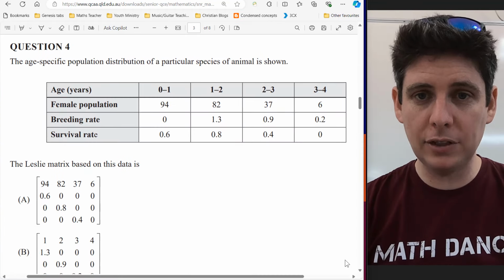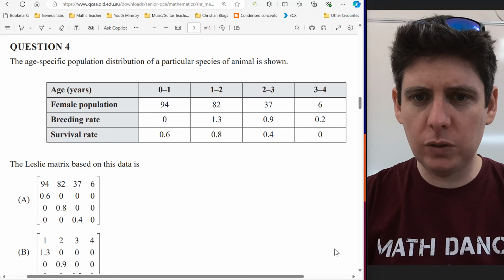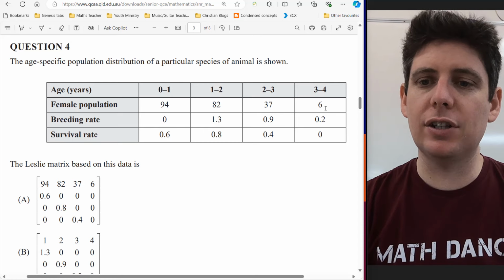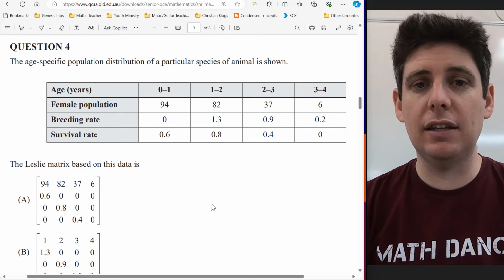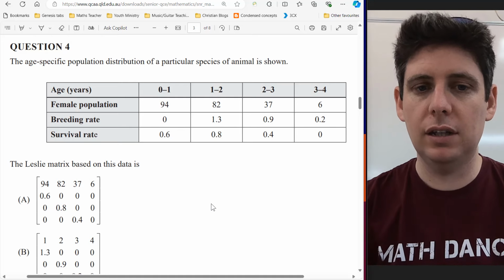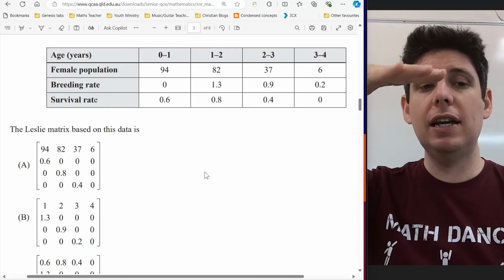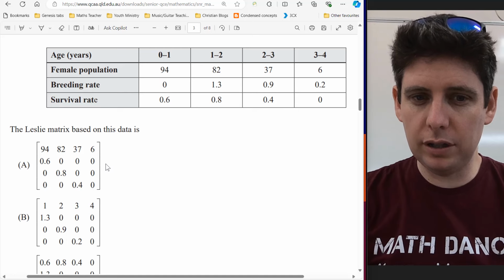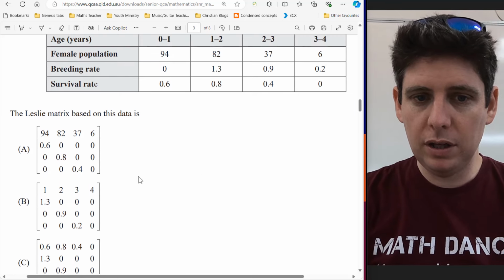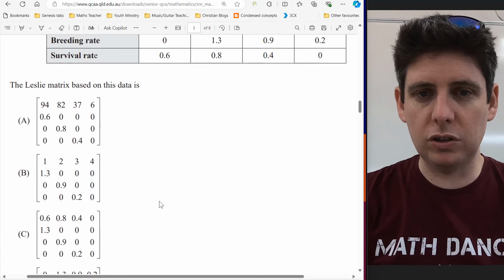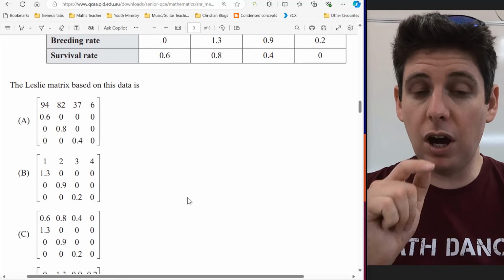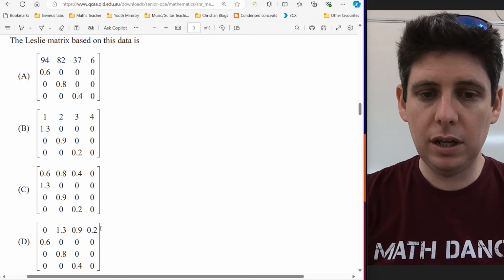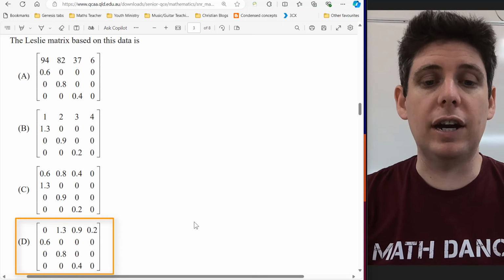All right, question 4, a Leslie matrix question. We've got some animals and a table. So we've got the female population, the breeding rate, and the survival rate. The female population isn't part of the actual Leslie matrix. It's in the initial population matrix, which is just a vector matrix. So we've got the survival rate and the breeding rate. The breeding rate is in the top row of the Leslie matrix, and the survival rate is in a diagonal. So the first one isn't correct because it's got the female population at the top. The second one isn't correct because it's got 1, 2, 3, 4, not sure what that's about. This one isn't correct because it's got the survival rate in the top row. This one is correct. So D is correct. It has the breeding rate at the top and the survival rate as a diagonal.